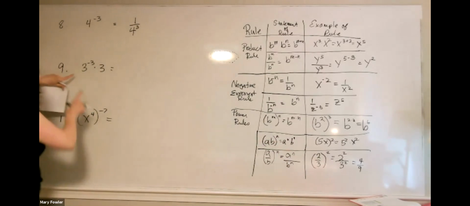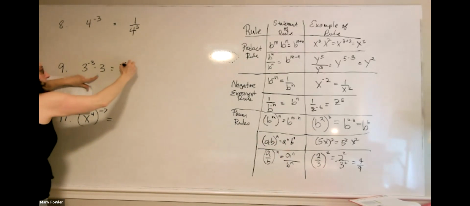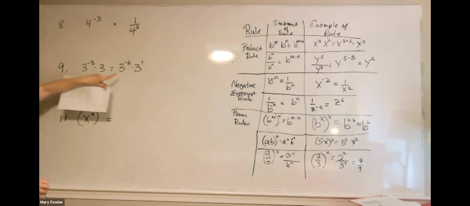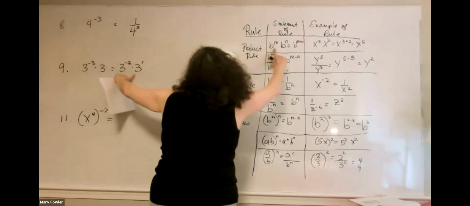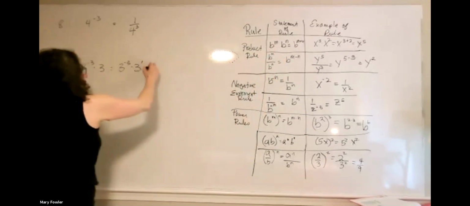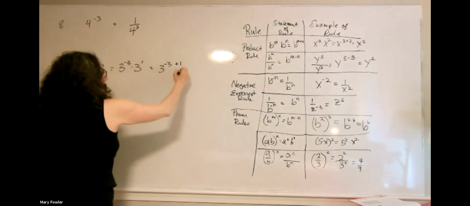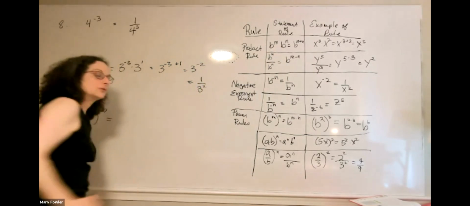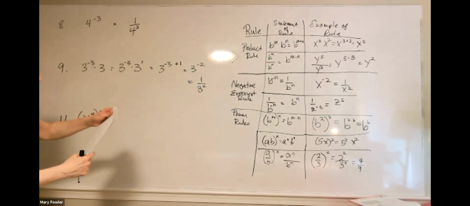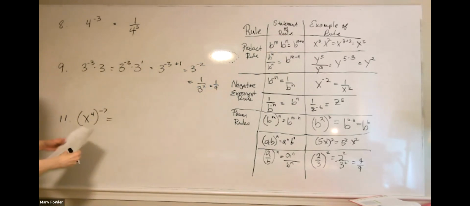So number 9, 3 to the minus 3 times 3 to the 1. Okay, and so we can use this rule here. That's going to be that version of the product rule, 3 to the minus 3 plus 1, which is 3 to the minus 2. You can also write that as 1 over 3 squared. There's different ways you can get to that answer, or 1 over 9.